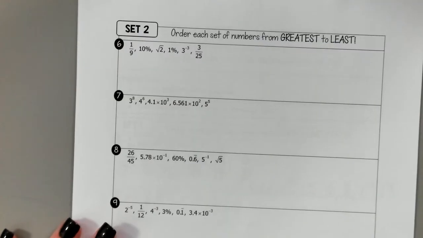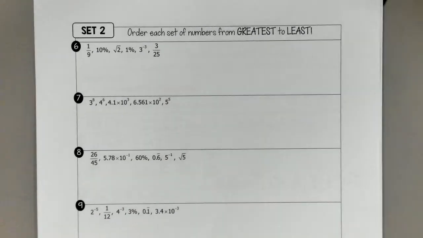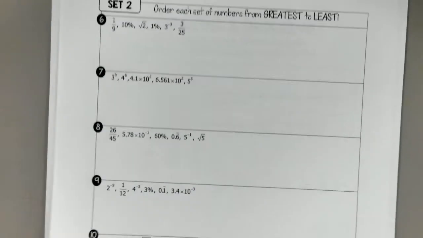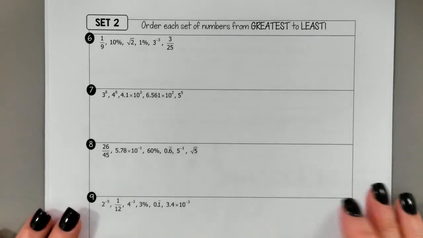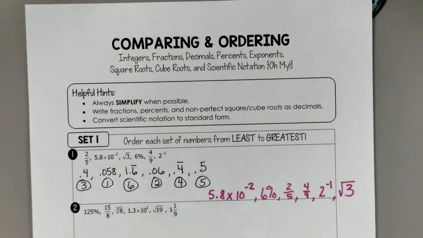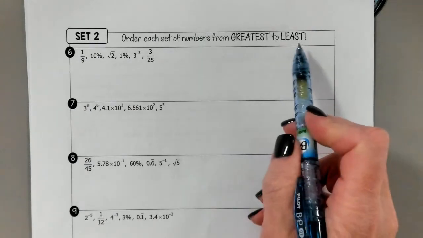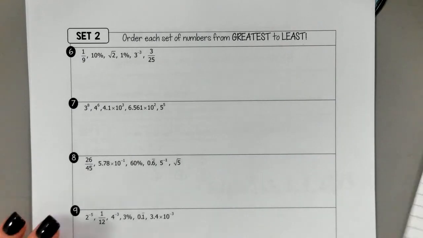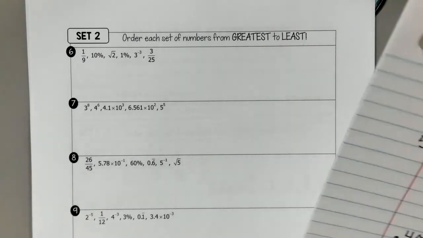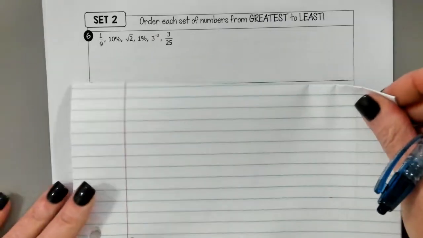Look at number 6. Let's look at 6, I think will be good. Yes. Now, notice this says greatest to least. When we did number 1, it was least to greatest. So now we're going the opposite direction. Okay? So greatest to least. All right, so again, I'm going to write my problem down. Turn so you can see both.